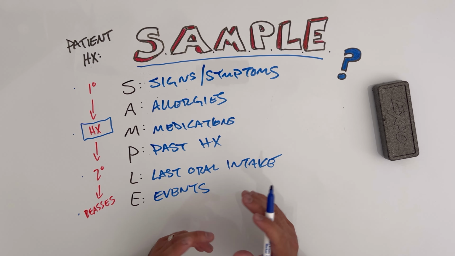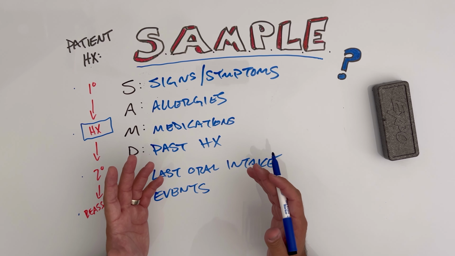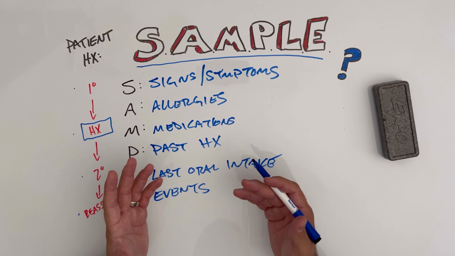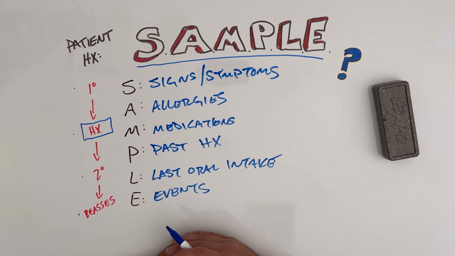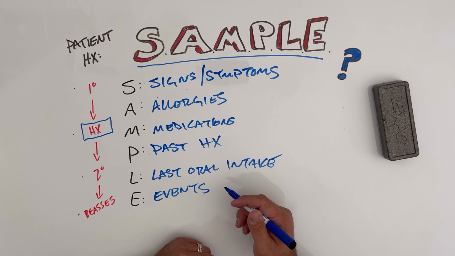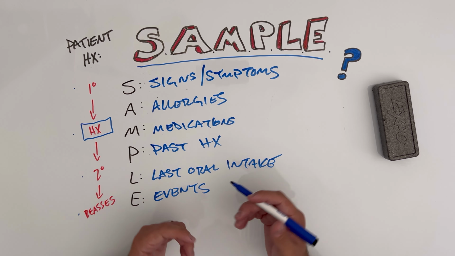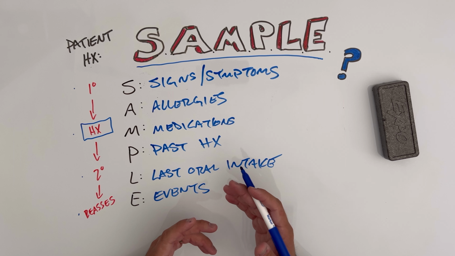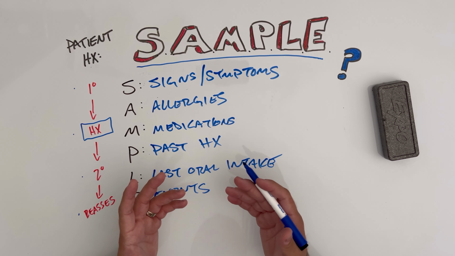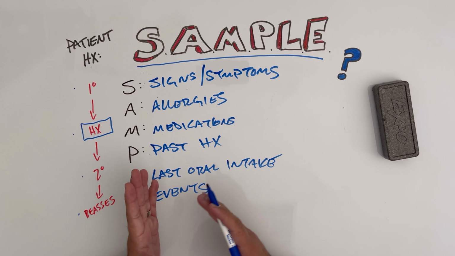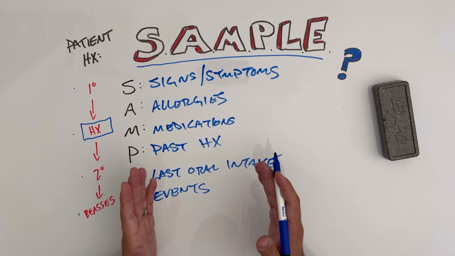What were you doing when this all started? It's like the mnemonic OPQRST for O for onset. It's what were you doing when this happened? What events were happening when you started feeling this way? Were you sitting on the couch watching TV? Were you running a marathon? Were you exercising at the gym? What led up to this current medical complaint today?